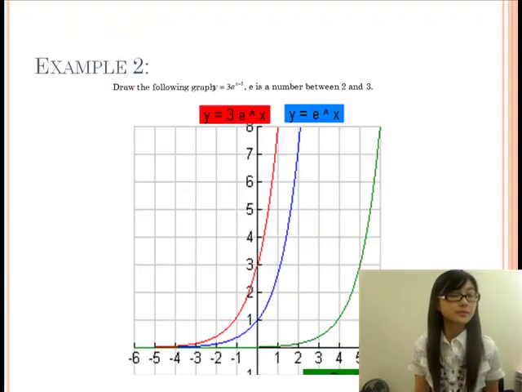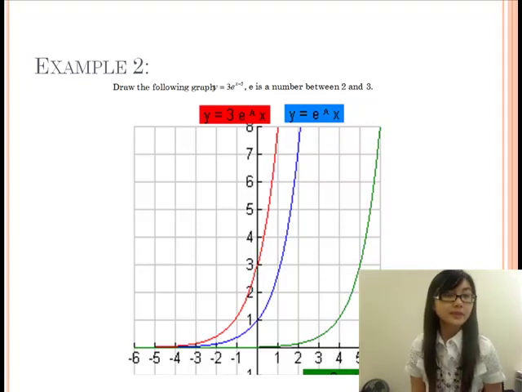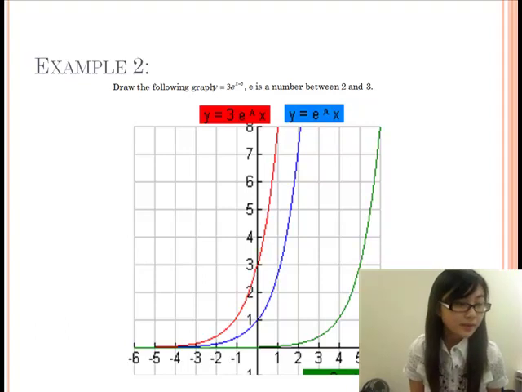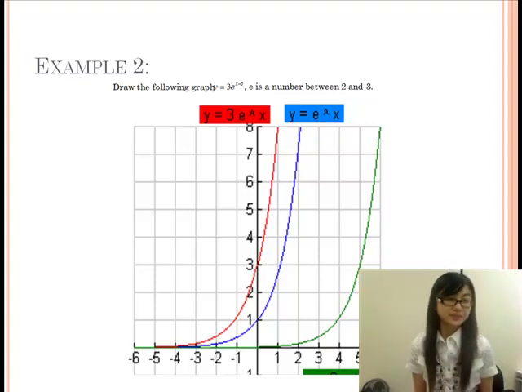Look at example 2. Now this is a graph of y equals e to the power of x. The blue line is the original function. If we add 3 in front of that function, then we stretch the function vertically by a factor of 3. And that's indicated by the red line as shown. The green line is the same as the original function, only you shifted 5 units to the right side.